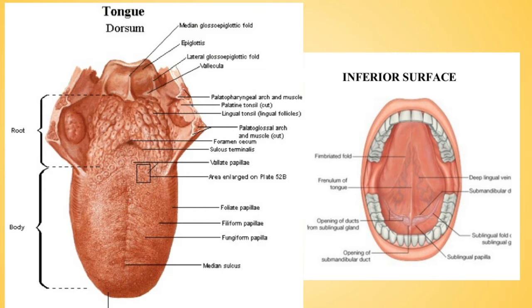The tip of the tongue forms the anterior free end, which at rest lies behind the upper incisor teeth. Now next is the dorsum of the tongue. It is convex in all directions and divided into the oral part, the pharyngeal part and the small posterior most part.